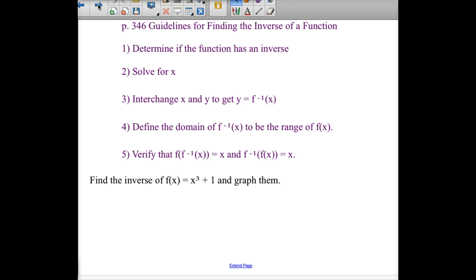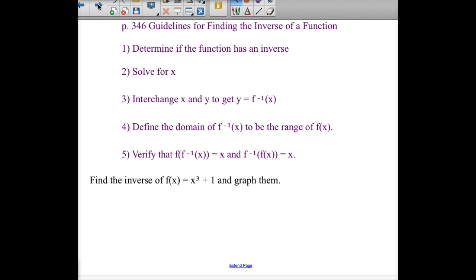Second thing, solve the function for x. That's easier said than done sometimes. Interchange your x and your y. And then you will be solving for, nope, we don't have to solve for that because we solved for x in the beginning. There are two ways to do it. I don't know which way you learned in pre-calc or algebra 2. You can interchange x and y first and then solve for y, or you can solve for x and then interchange x and y. Either way, those two steps are kind of interchangeable depending on which way you like to do it.